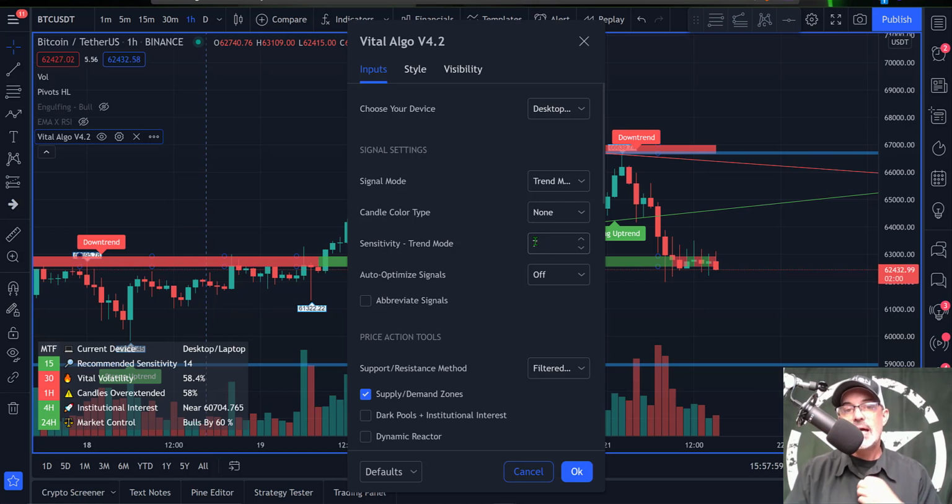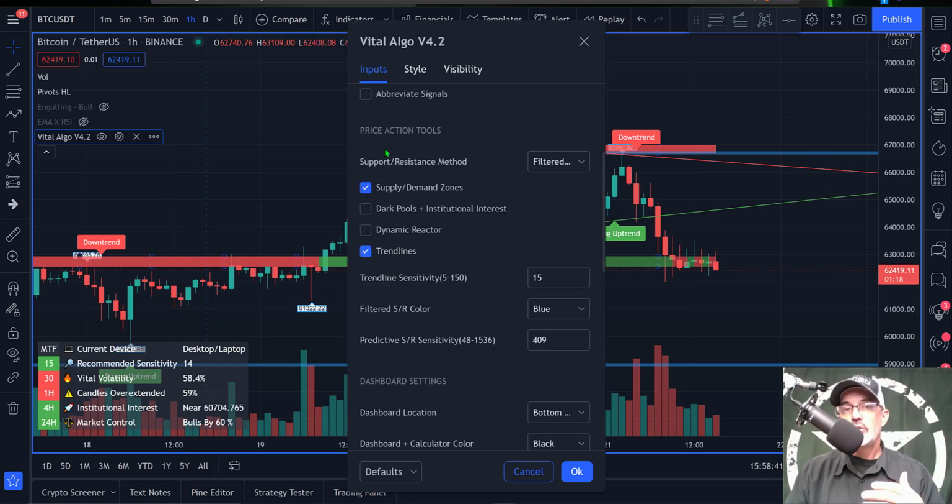This will change, in my opinion, on time frame, whether you're trading 1 hour, 30 minute, 15 minute, or the 4-hour time frame, and it will change with the pairs as they behave differently on the different time frames. Now, they do offer an auto optimize for the signals, and that's something we'll dive into in future videos as well. Moving on to support and resistance, I selected filtered.